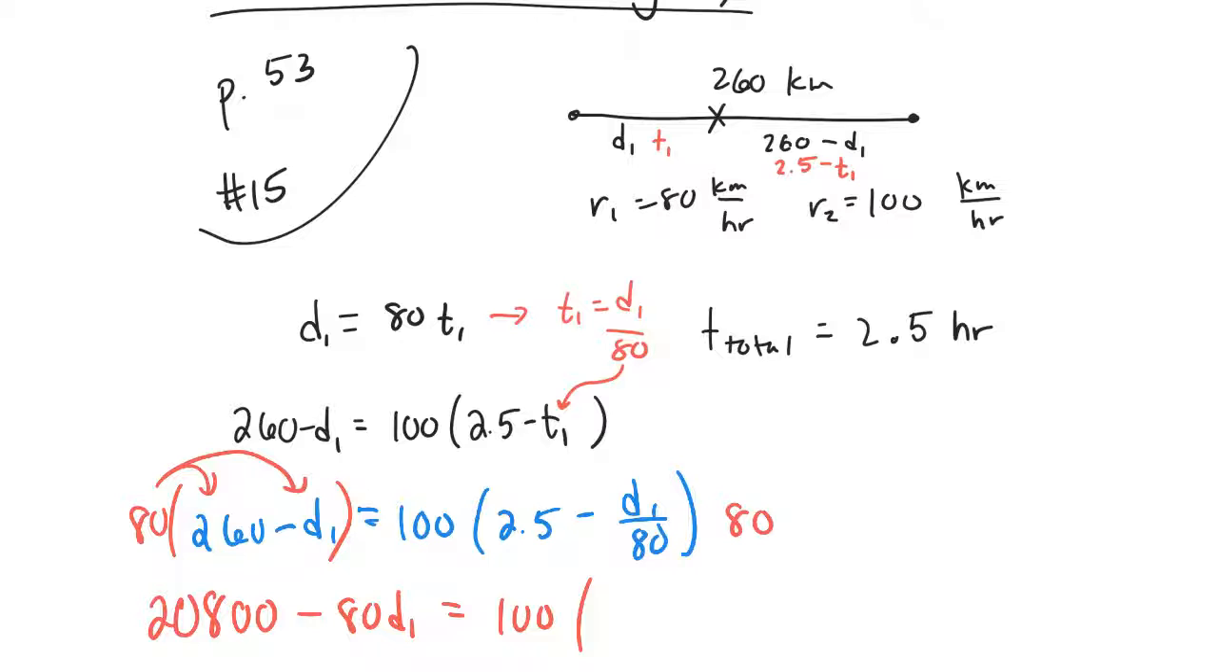100. Now, notice, I don't change the 100. Leave it alone. Distribute the 80 to 2.5. That becomes 200. 80 times 2.5 is 200. 80 times D1 over 80, the 80's cancel. That's the whole reason we're multiplying by 80.